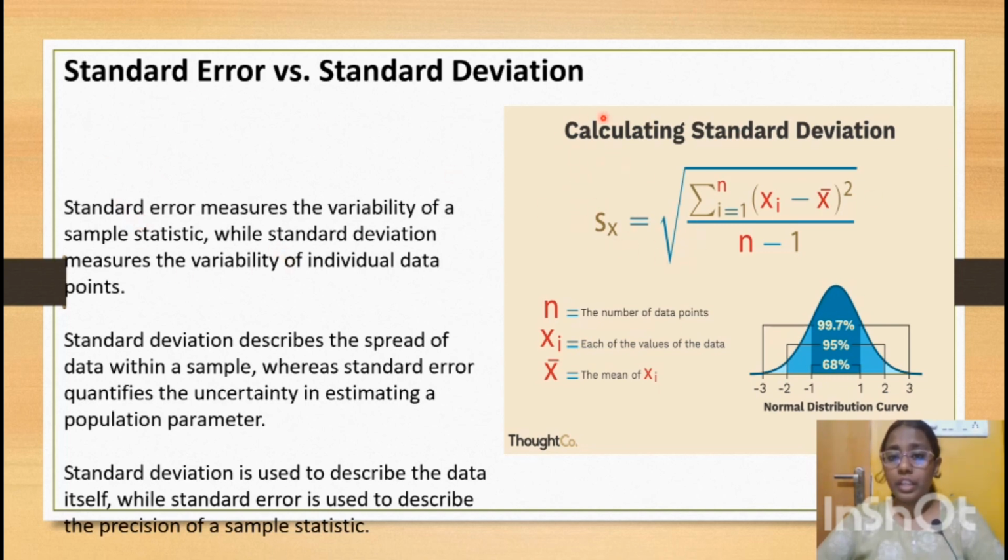Let us now go through calculating the standard deviation. We already know how to calculate the standard error. So let us now learn how to calculate the standard deviation. The formula is S x equal to square root of summation of i equal to 1 to n of x i minus x bar the whole square divided by n minus 1, where n stands for number of data points, x i stands for each of the values of the data, whereas x bar stands for the mean value of the x i. So here we can calculate the standard deviation using this formula.